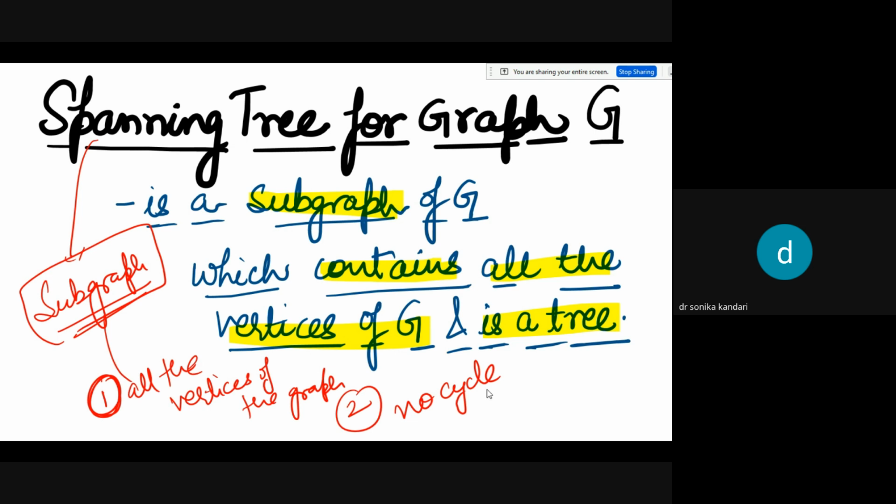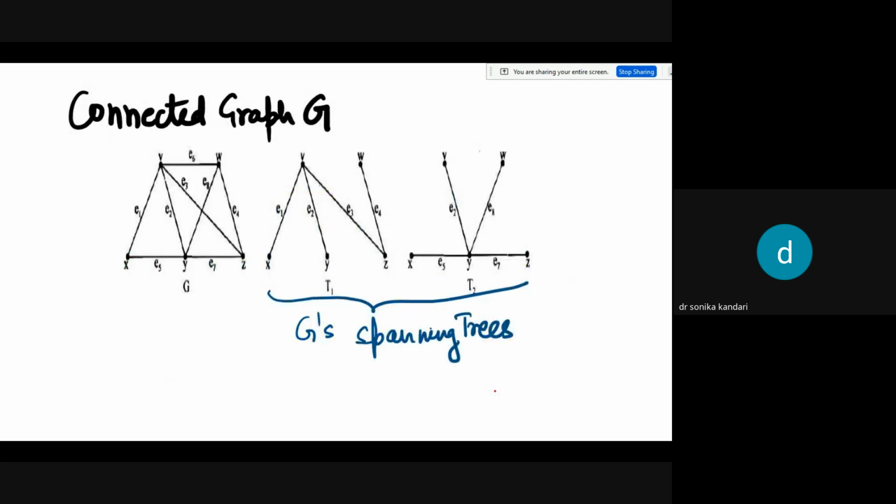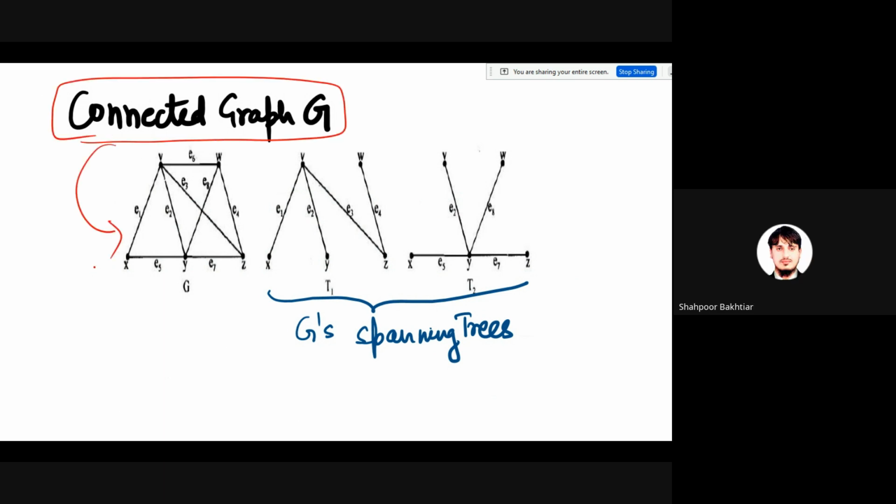So how can you find the spanning tree for a graph? You have to form a subgraph. What are the conditions? Number 1, all the vertices of the graph should be present, and second, there should not be any cycle. See here. Are you able to view my screen? Yes. We have a graph G. You have to find the spanning trees.